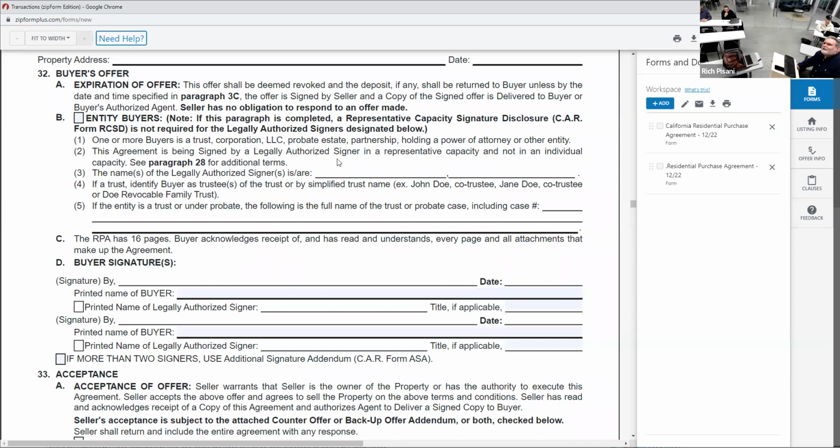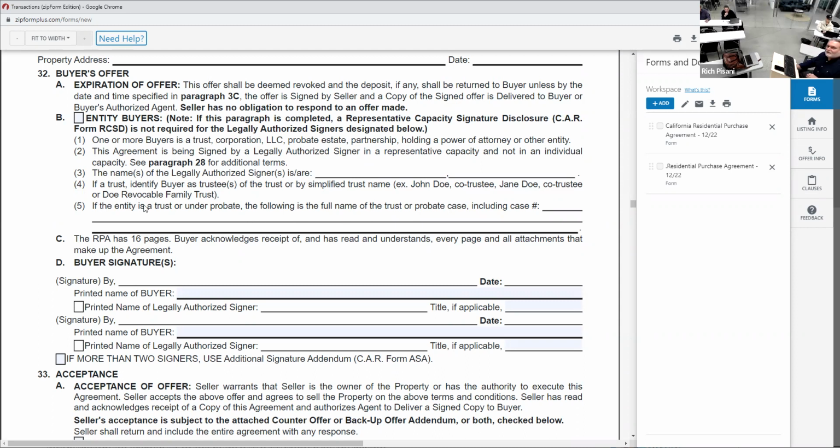The agreement is being signed by the legally authorized signer. The name of the legally authorized signer is or are. So in the case of a trust, it would be John Doe, trustee. So that's the name of the legally authorized signer, or a POA, John Doe, POA for Jane Doe. That's the legally authorized signer. Corporation, John Doe, authorized signer or managing director or whatever his title is. So that goes there, the name of the person who is signing.